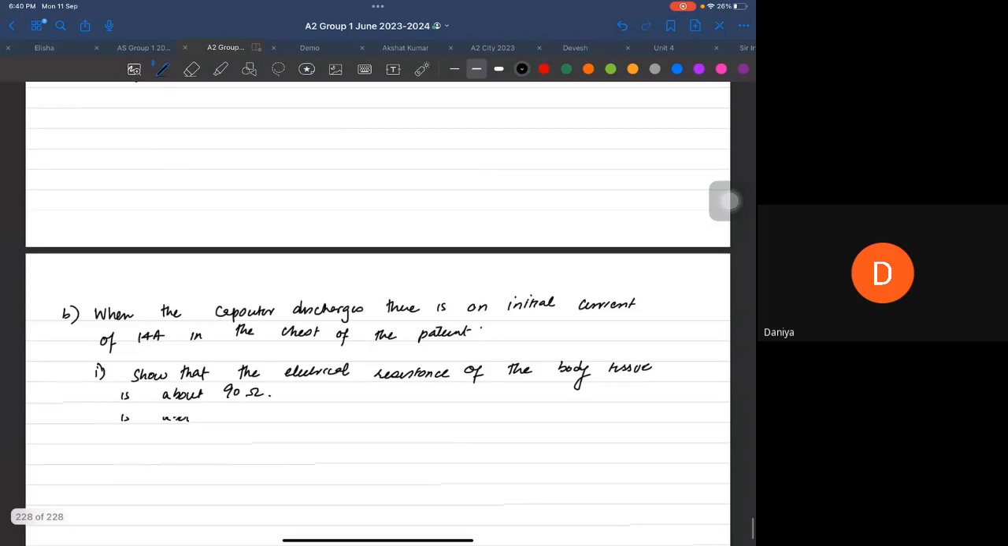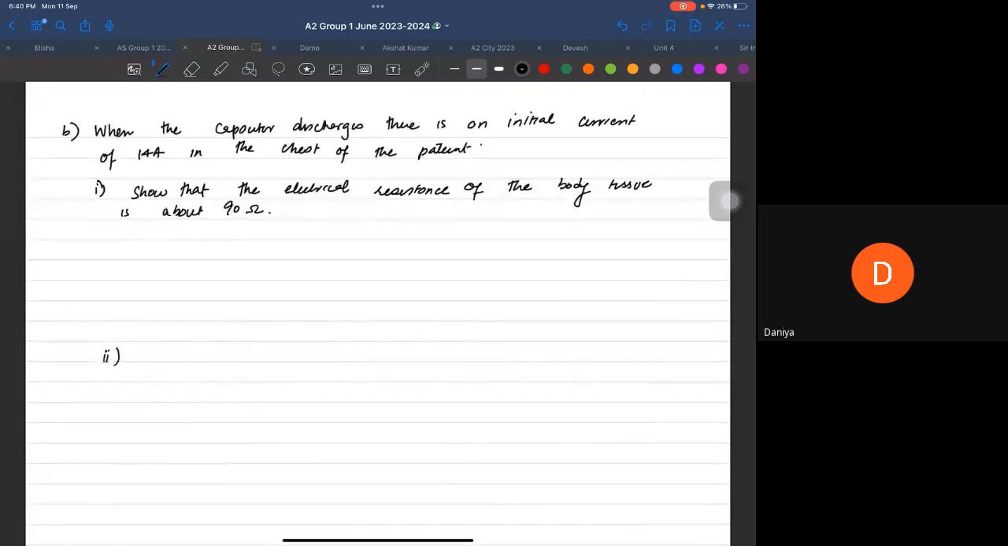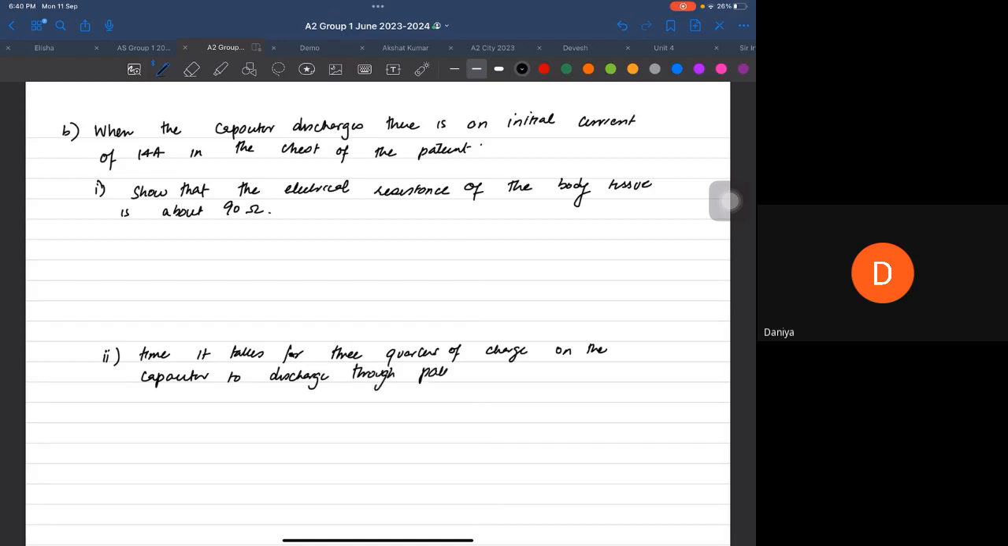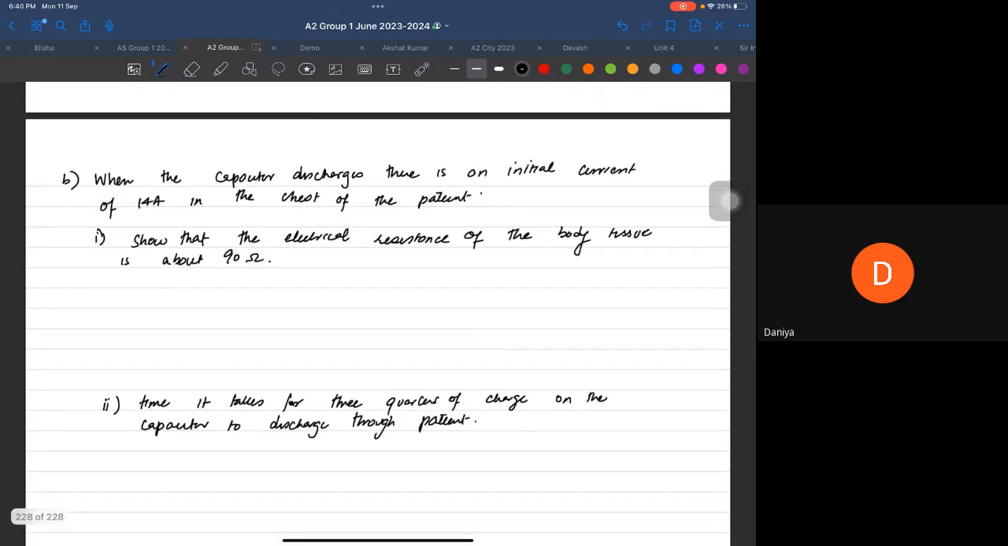And then part two, it says the time it takes for 3/4 of the charge on the capacitor to discharge through the patient. All right. So this is the question.